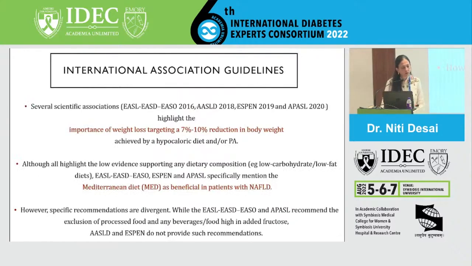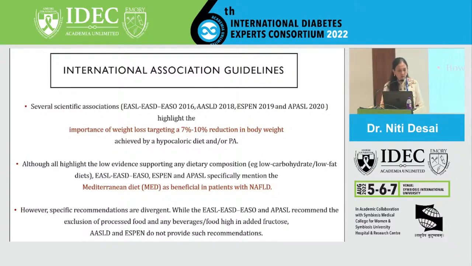In fact, a lot of scientific associations' international guidelines have also highlighted the fact that we need to target weight reduction in the range of 7 to 10% in the treatment of NAFL. And those of us in practice know that that is what we generally target. We ask our patients to start with 5 to 10% weight loss.